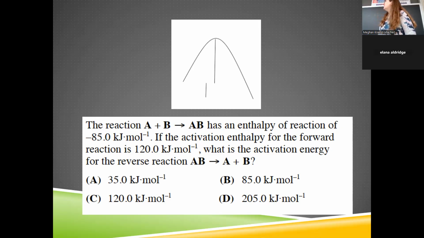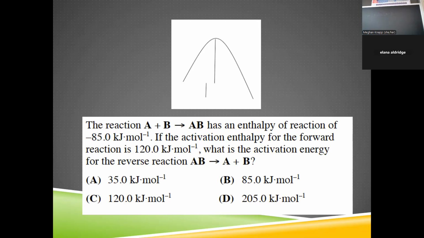What is the activation energy for the reverse reaction? So this would be going from here to the top of the hill. So what do we have to do with those two numbers? We have to add them together, but remember that because that 85 is a negative, we want to make it positive because we're going to go in the reverse. So we're reversing that one. So it would be 85 plus 120, which should give you D on this one. Okay, that makes sense?